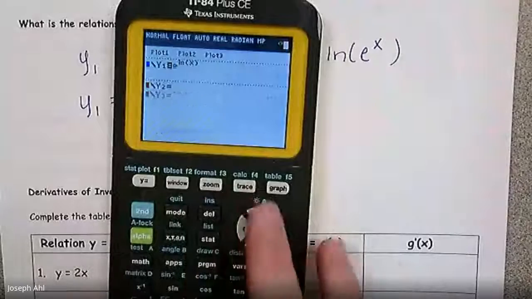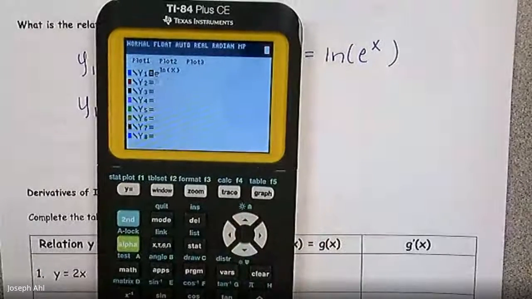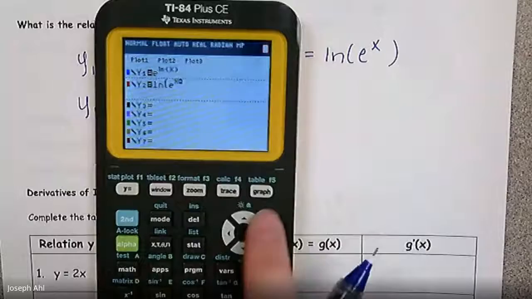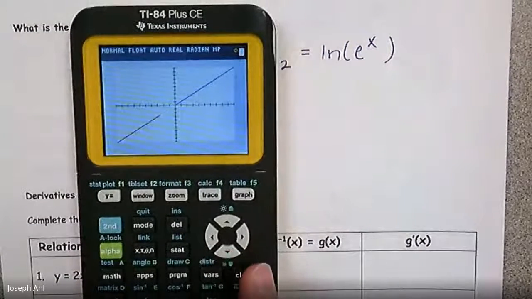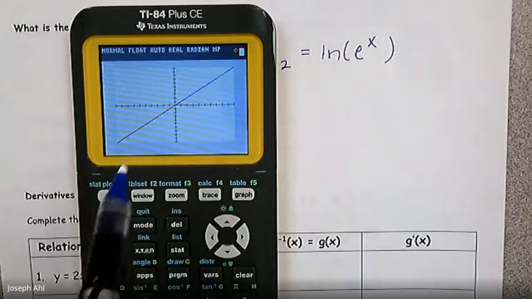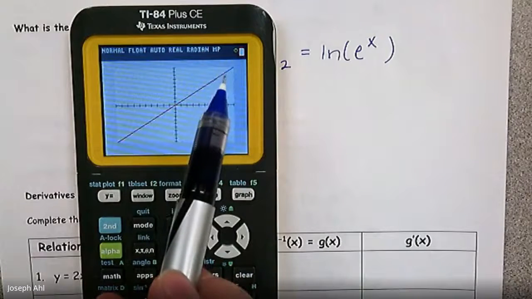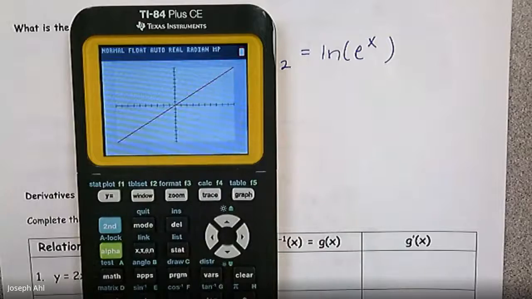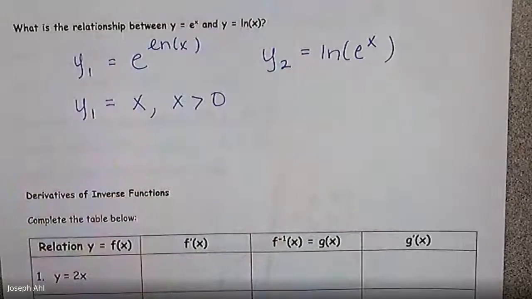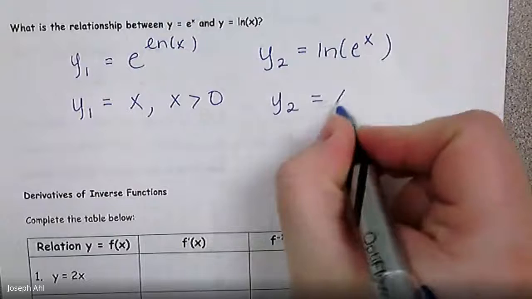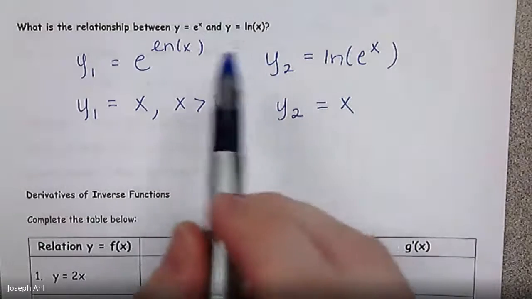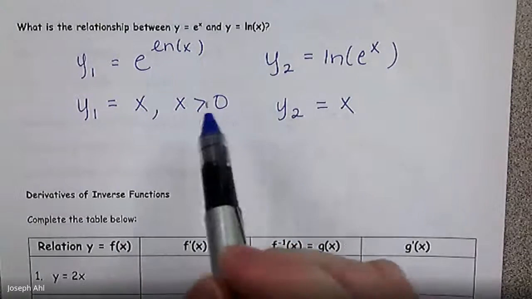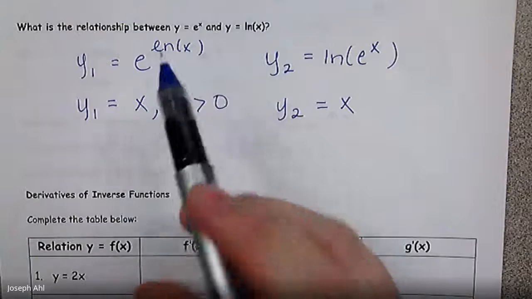And then in the second case, if I type in the ln of e to the x, we're going to see the negative part of the line y equals x, but also, if you can't quite tell, it is copying over the positive side as well. So for y2, we do wind up getting y equals x. So what happens is when you compose two functions, in both directions, you get y equals x. Now here we have a little bit of a domain issue, right?